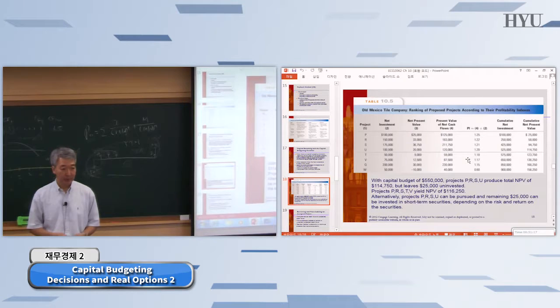Go out and have a party? Yeah. Put it in the bank? Reinvest? Right. Okay. So the question is, is there any better alternative?